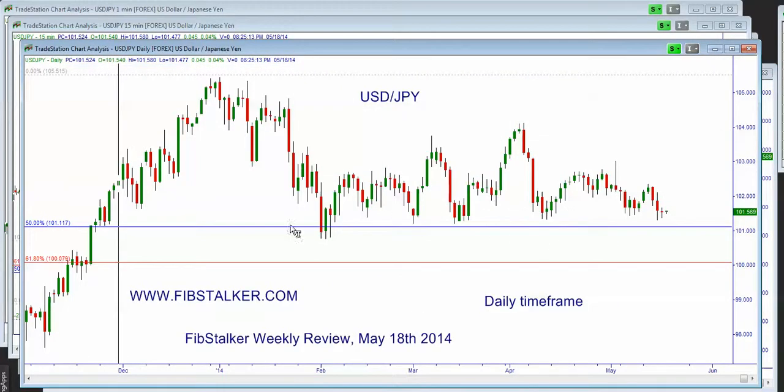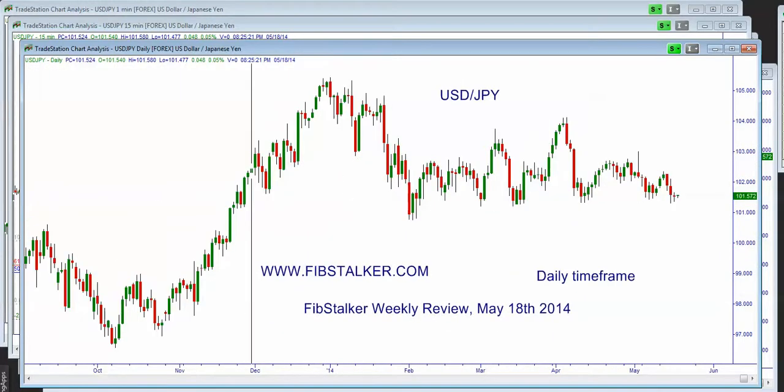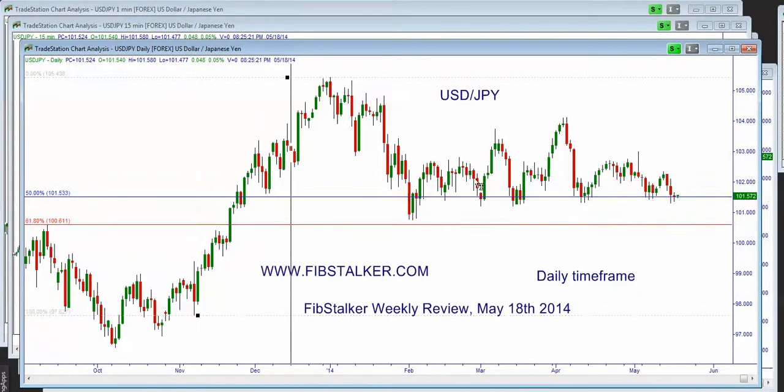So when we go to the daily time frame, we see this level in much more detail here. Let me trace it again. I just want to be more precise here, and as you can see, the 101.50 area was tested a number of times. It's being retested at the moment.